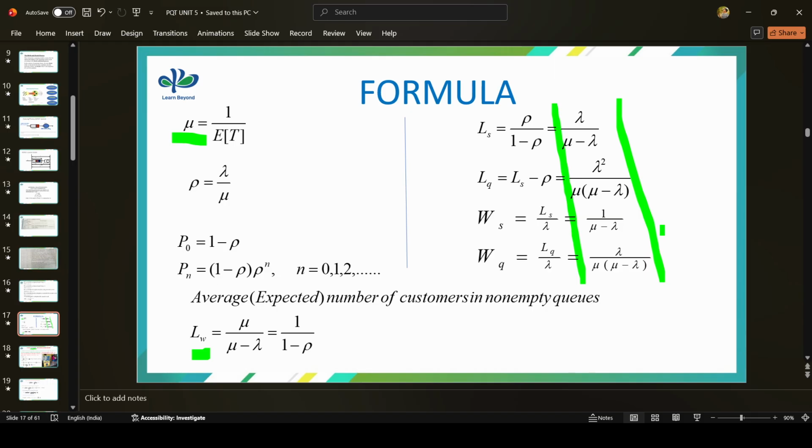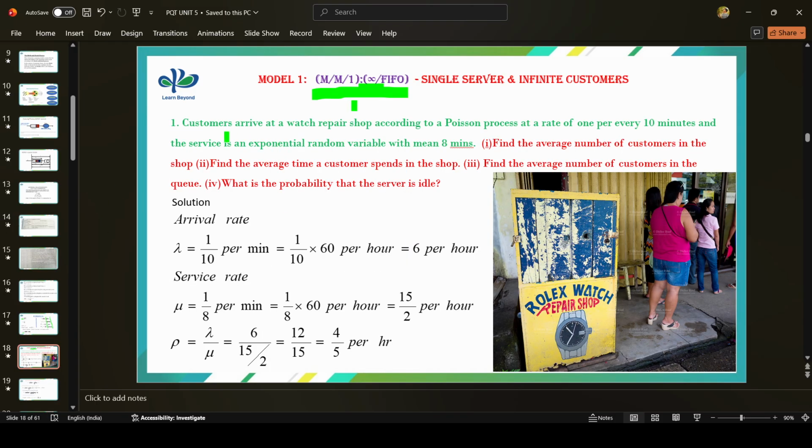So we'll see one example. See here, customers arrive at a watch repair shop according to a Poisson process at the rate of 1 per every 10 minutes, and the service is an exponential random variable with mean 8 minutes. Find the average number of customers in the shop. Find the average time a customer spends in the shop. Find the average number of customers in the queue. What is the probability that the server is idle?